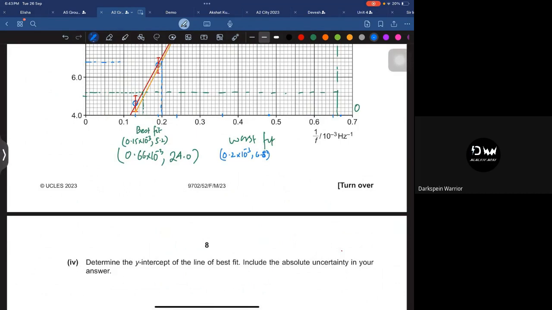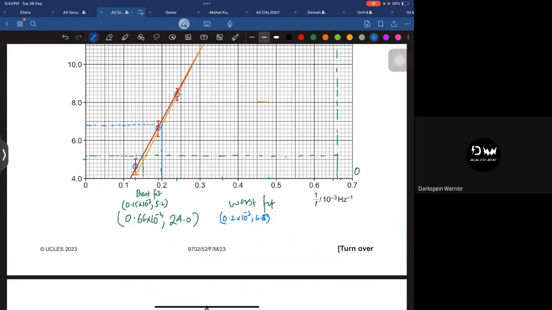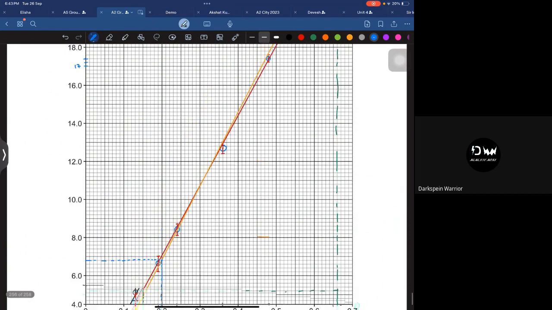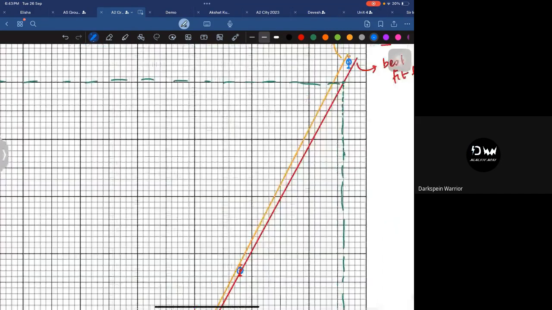Okay. Sir, if I remember correctly, they said we only need to calculate the gradient for the best fit line. No, they're right. But they also said you need to find the uncertainty in that. So you have to do this as well. Okay, I'll tell you how we can do that. Just hold on. Give me 1 second, please.